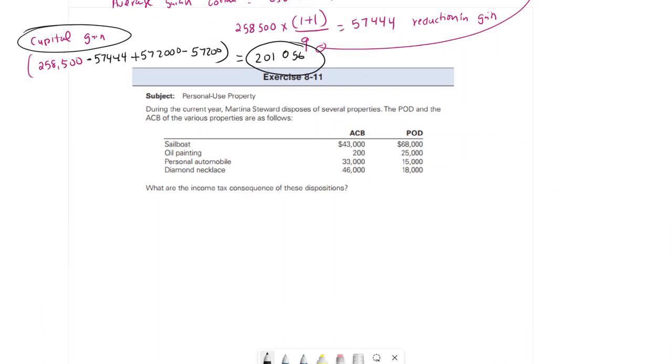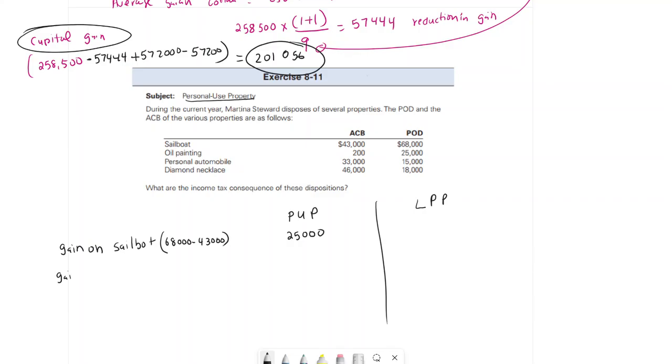This is my last question, and we have personal use property and listed personal property, and we want to know what the consequences are. The first one is a sailboat, and a sailboat will be personal use property. The selling price is 68,000 and the adjusted cost base is 43,000. The difference between those is 25,000. Now this is a gain on a sailboat.